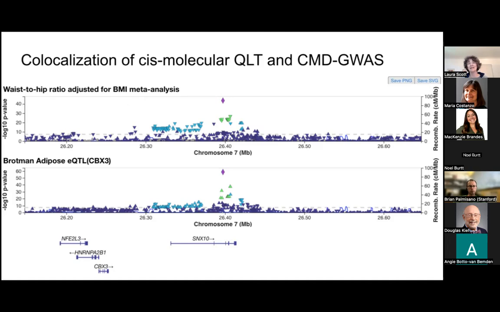It does not mean that this variant is working through this gene to affect this trait, right? So even though we say causal, it truly is still possible that this variant could be working through some completely different mechanism to cause this trait. But for what we have, this is the best evidence. Okay.